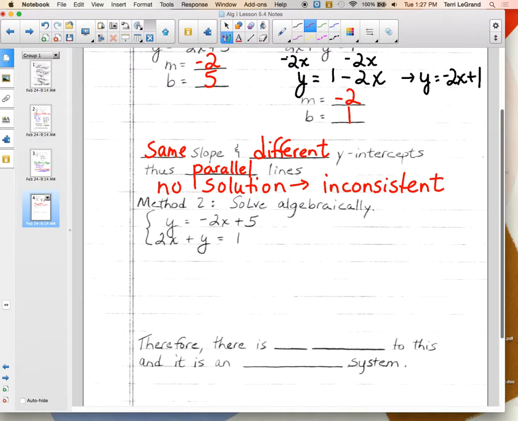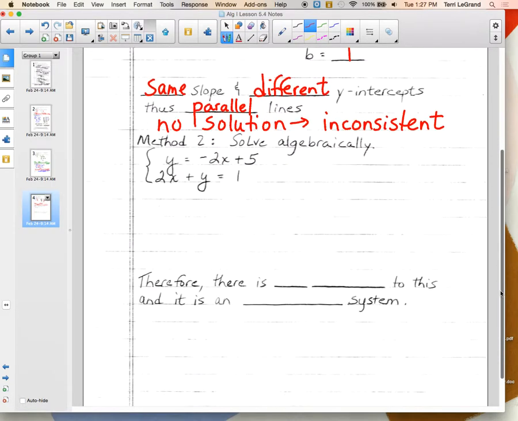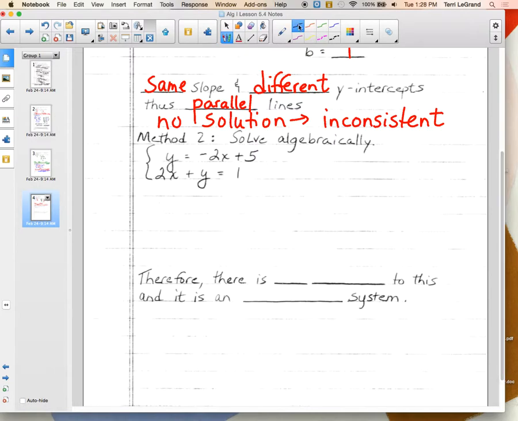So there's method 1. How many of you are starting to like method 1 better than method 2? I kind of like method 2 better. I like to do algebra, so I like method 2.